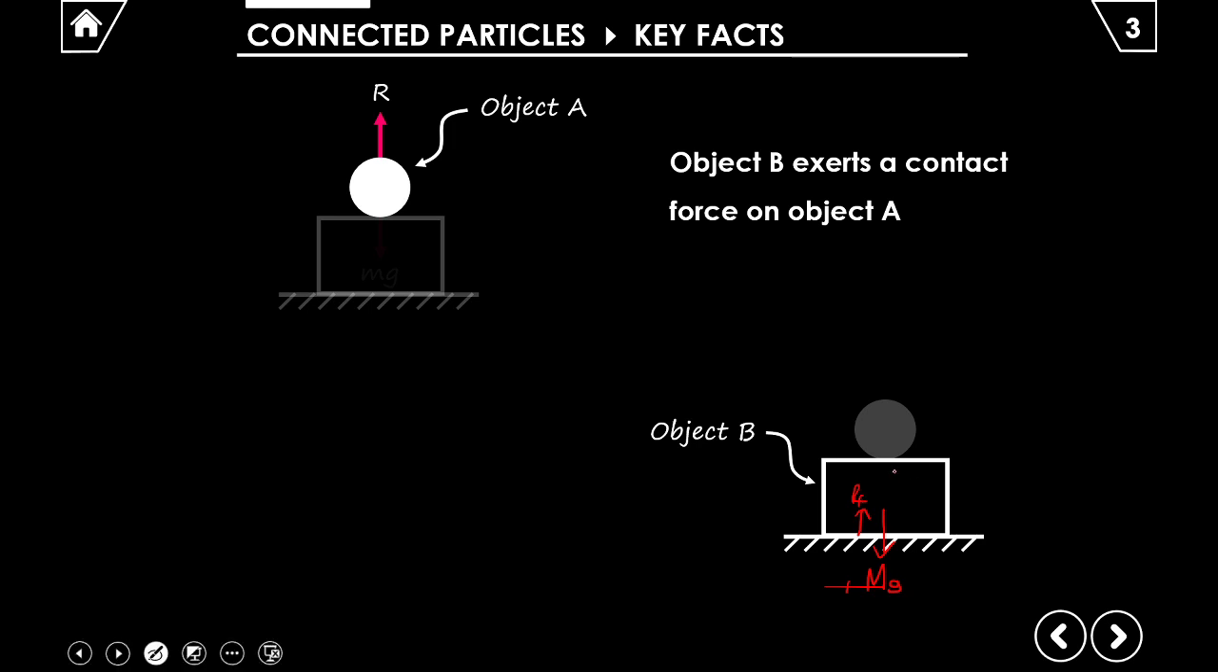But the one I want to focus on for this is that there's not just the weight pushing down on the floor, there's also the ball pushing down on the box. So the ball exerts a contact force downwards onto the box. And the magnitude of this force here is the same as the force up here.